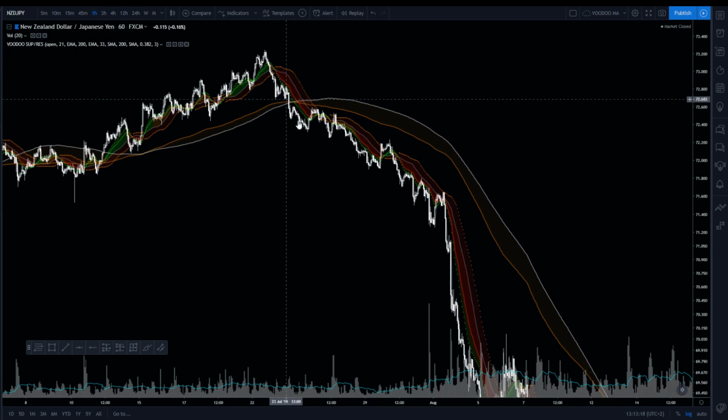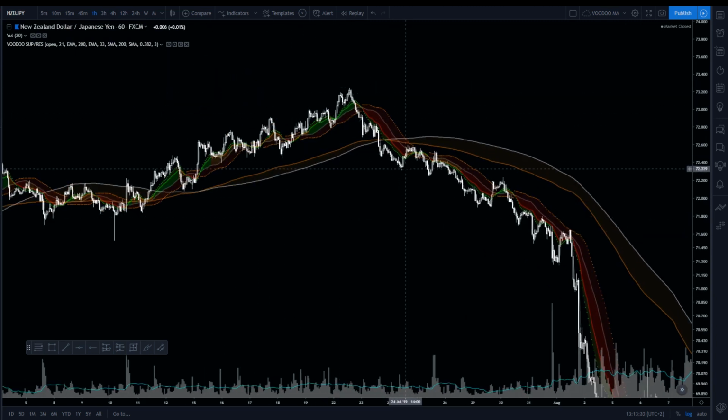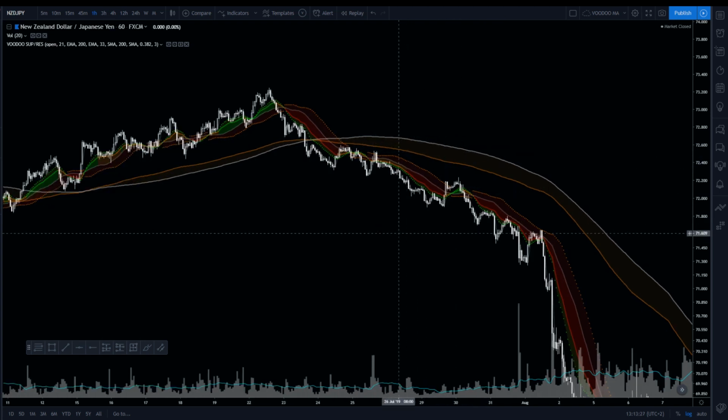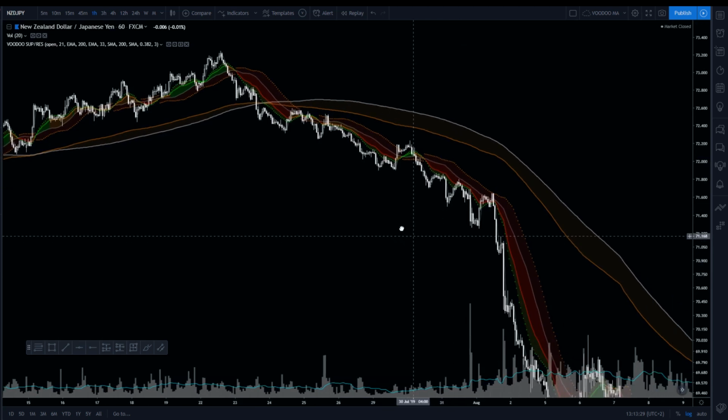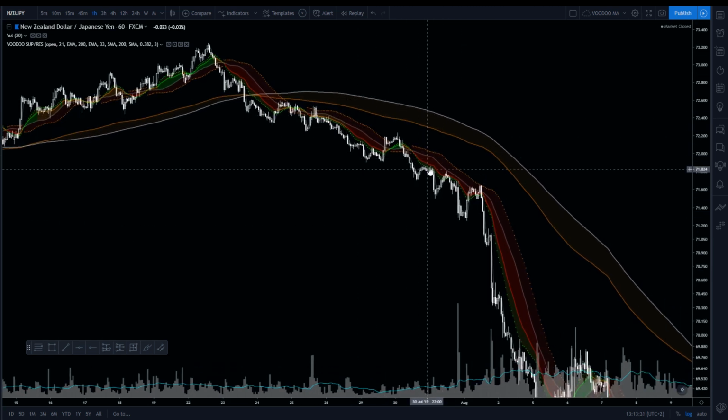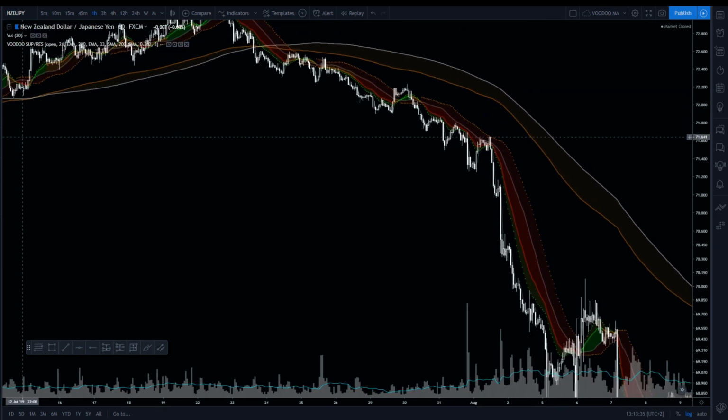we get a nice short entry because the price action broke through them. They crossed to the bearish scenario. We had the red 21 EMA. They started sloping down. So entering a trade when they started sloping down, even here, here, or here, would be a really good trade, as you can see.